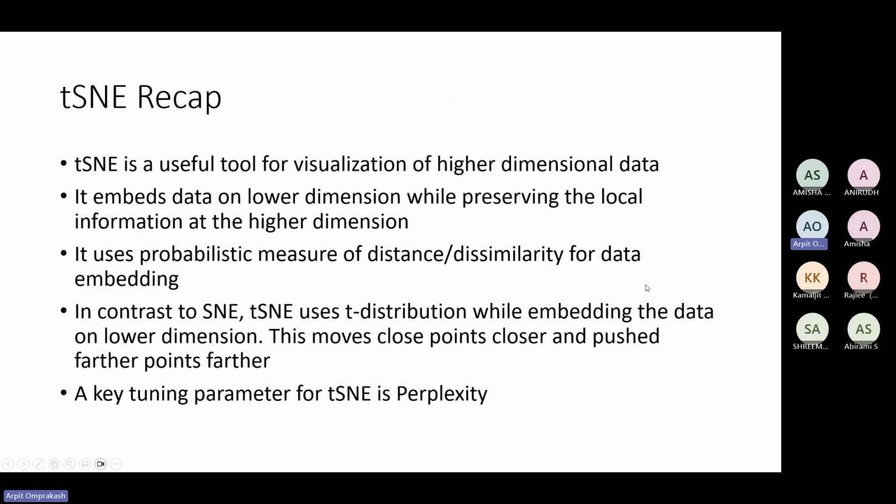So just to recap, TSNE is a tool for visualization of high dimensional data, mostly used in biology. It embeds data into a lower dimension while preserving the local information of the higher dimensions. Points that are closer together in the higher dimension will be closer together in the lower dimension, and points that are farther apart in the higher dimension will be even farther apart in the lower dimension. It uses a probabilistic measure of distance with dissimilarity, using normal distribution and t distributions.